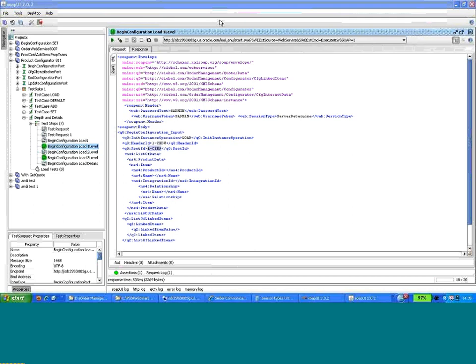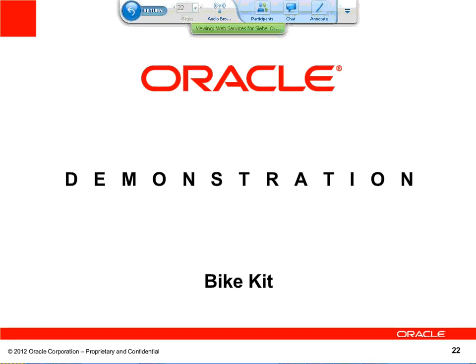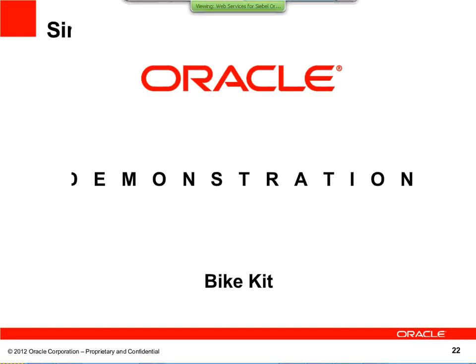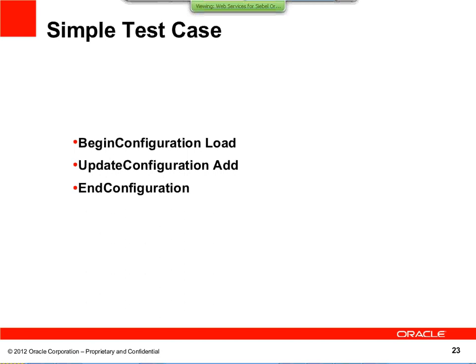Okay. Now we are going to make some changes and save them. In the following, we will work again with the suite pack, because the structure is simpler. We have seen the begin configuration load. After that, we will run an update configuration to add another child item, and then we are going to save the changes back to the database using an end configuration.